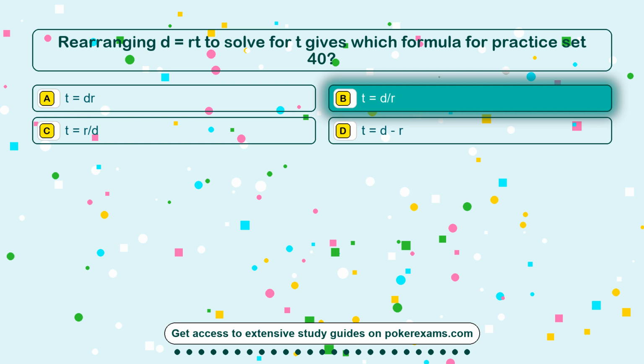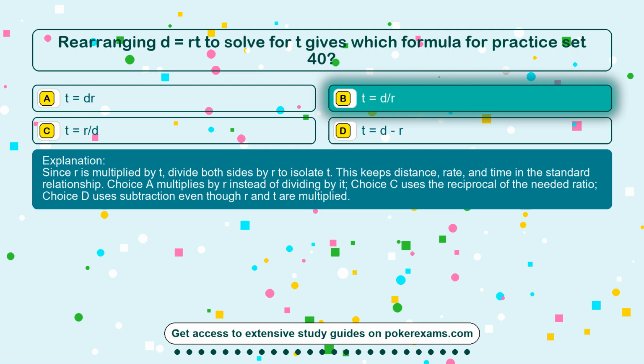The correct answer is option B, t equals d/r. Since r is multiplied by t, divide both sides by r to isolate t. This keeps distance, rate, and time in the standard relationship.